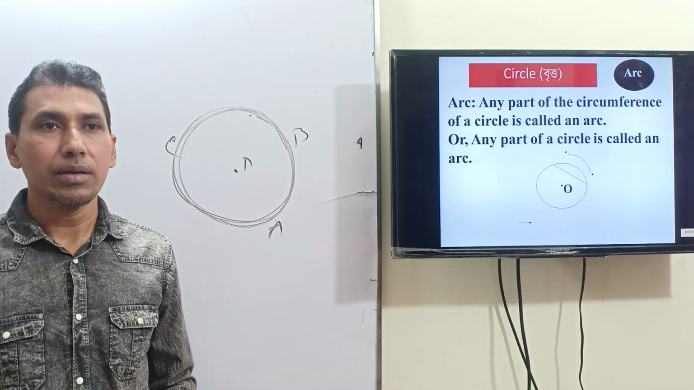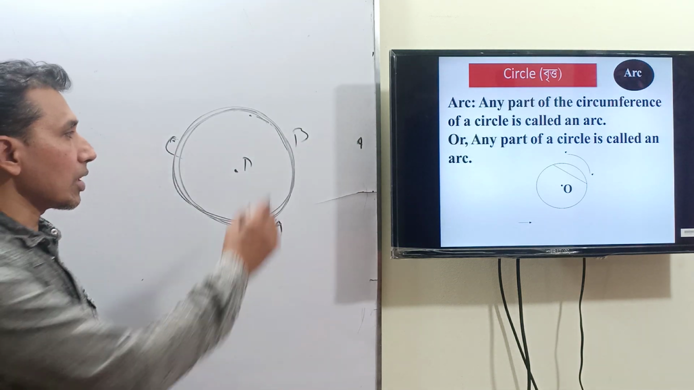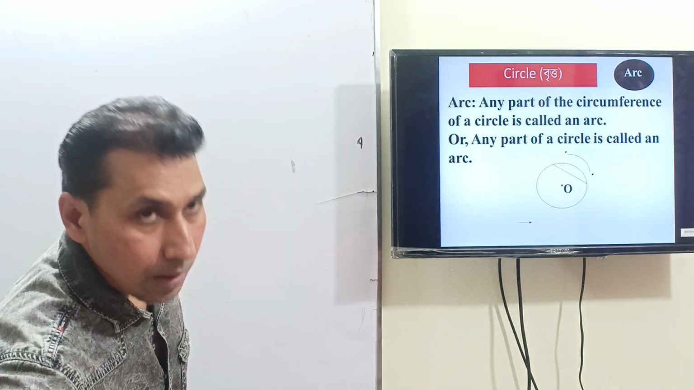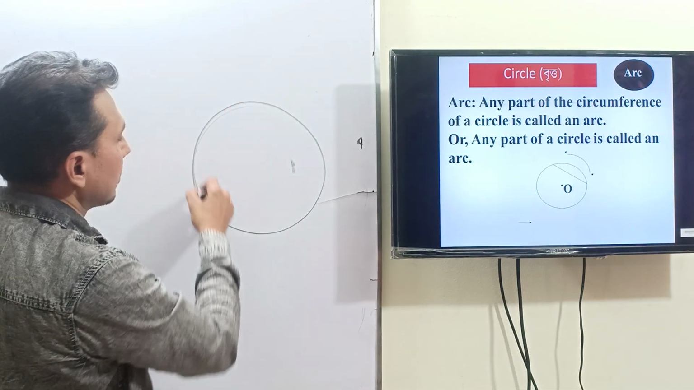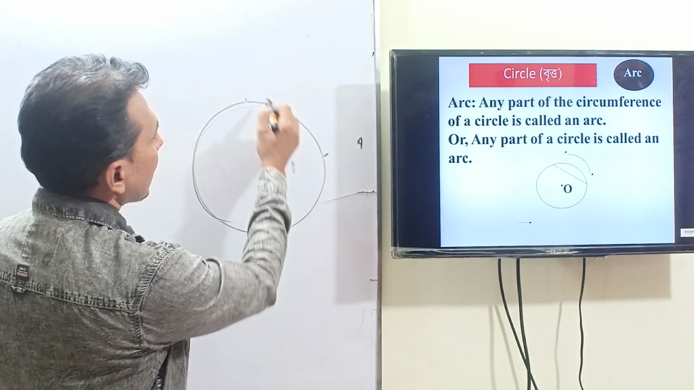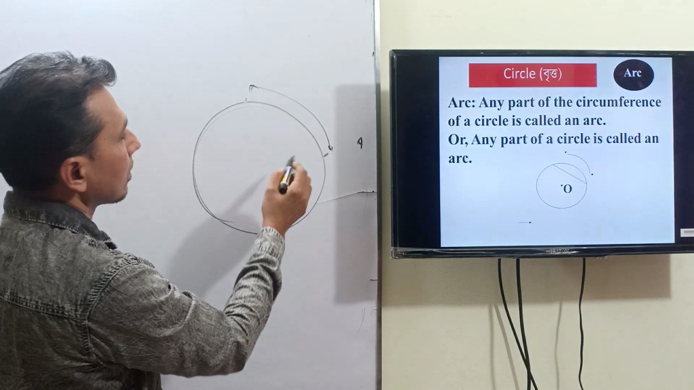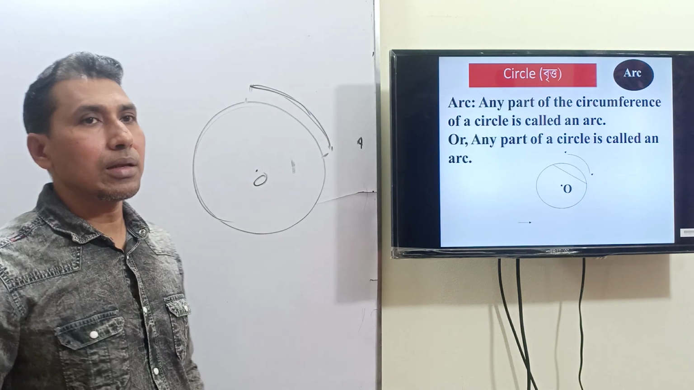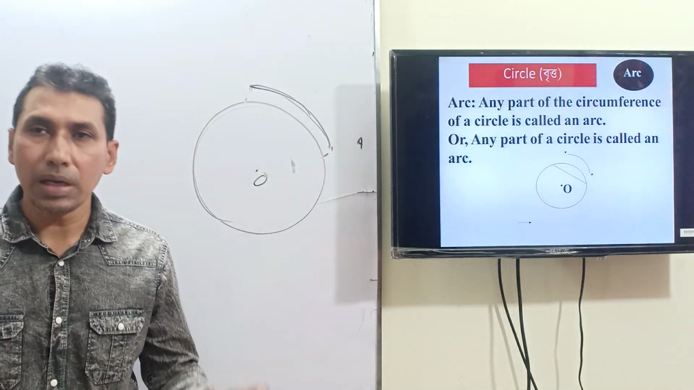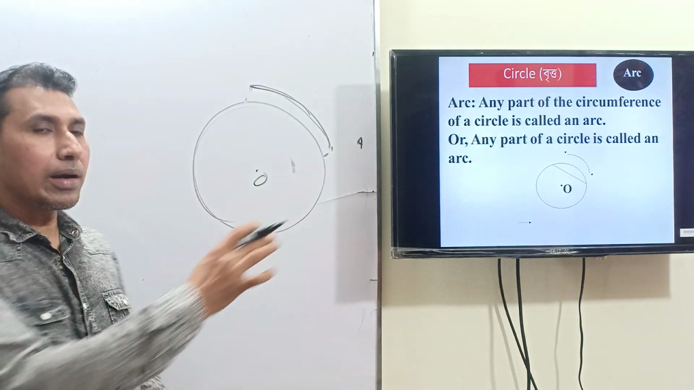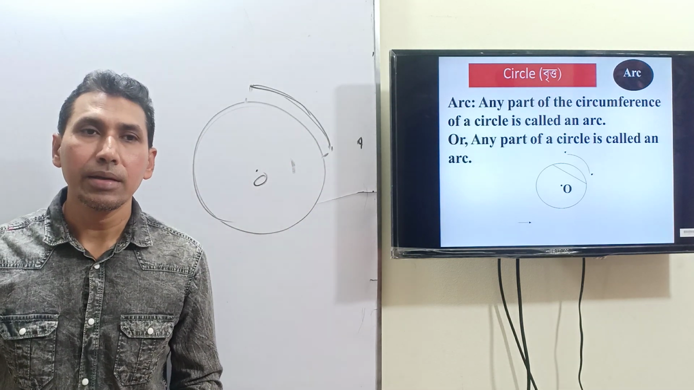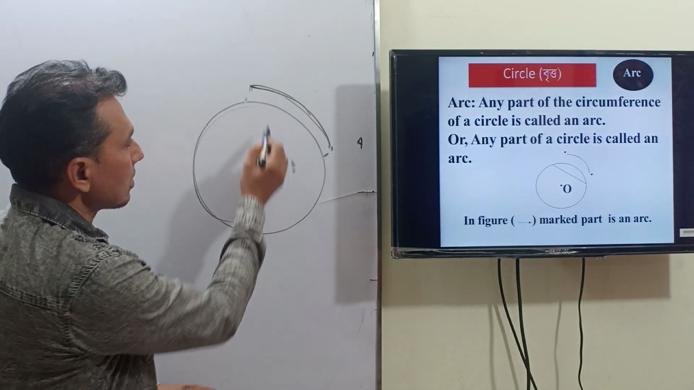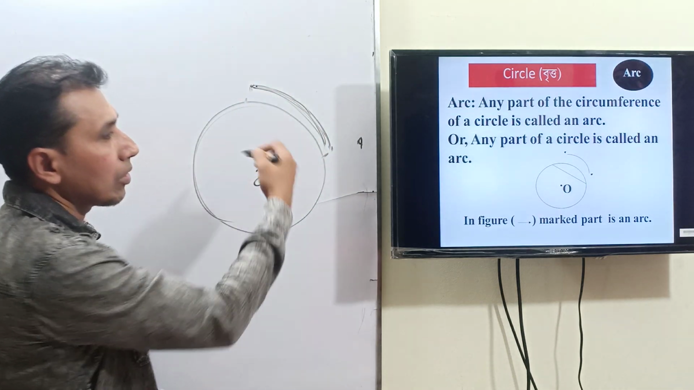Next one, arc. Any part of the circumference of a circle, like this, any part, O is the center, this is the arc of the circle. Any part of the circumference of a circle is called an arc, or any part of a circle is called an arc. So in the figure, this mark is an arc of the circle.